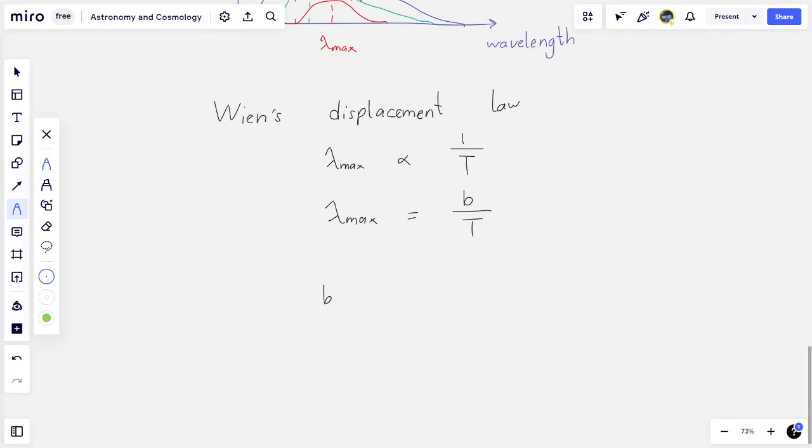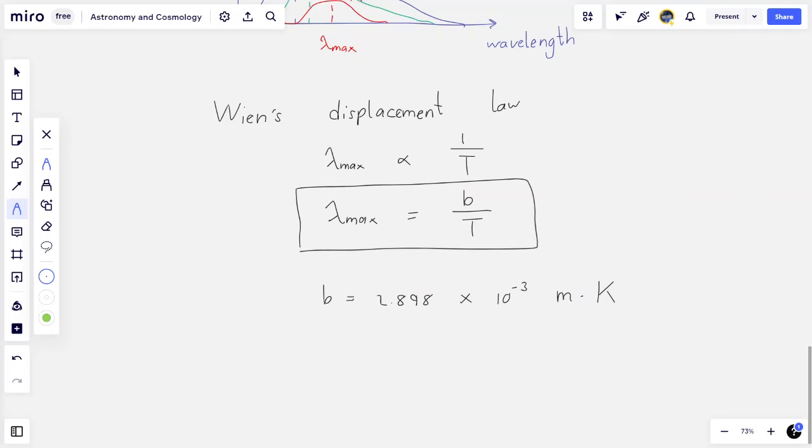B is simply Wien's displacement constant, which is 2.898 times 10 to the minus 3. And be very careful with the units here. This is meter Kelvin. It's not millikelvin, it's meter dot Kelvin. And this is very important because I can use this expression to find the temperature or to find the wavelength of the radiation that's being released.